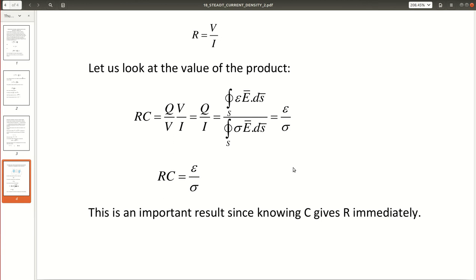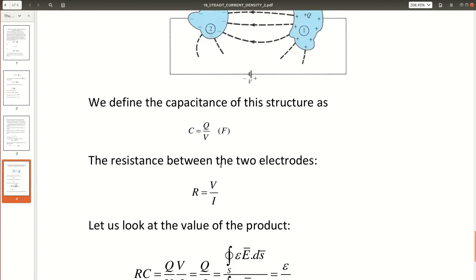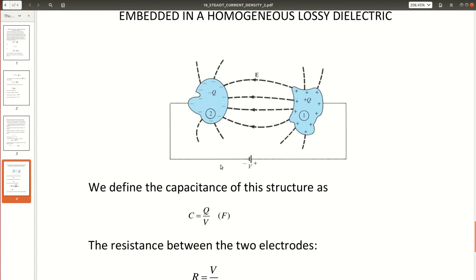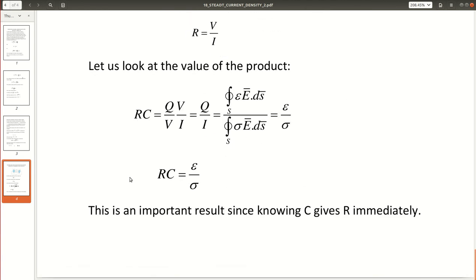This value is related to the material itself, not really depending on the electric field or the charge in these materials. Okay, so that's it for today.